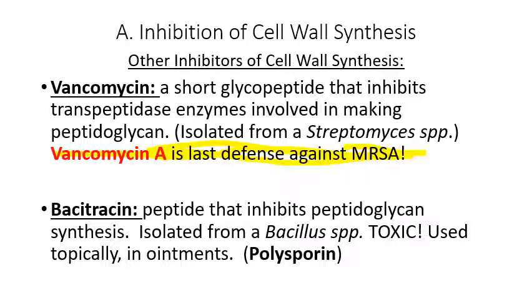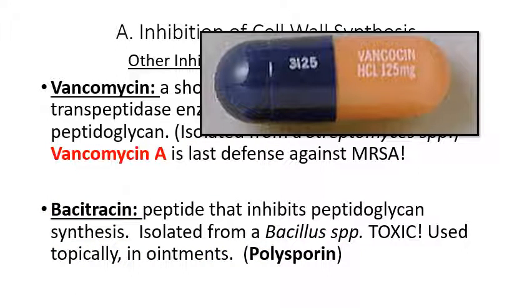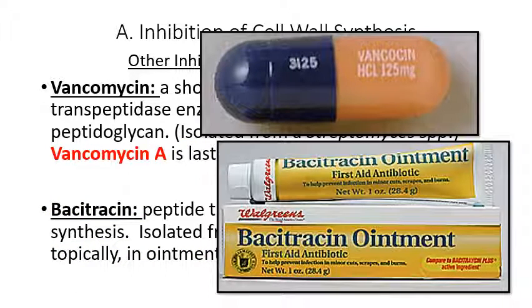And bacitracin, remember, was originally isolated from a bacillus species, right? And it inhibits peptidoglycan synthesis, but it is so toxic that it is generally used topically. Topical means as an ointment, as a cream, right? So polysporin contains bacitracin in it. So you can buy this cream that you're supposed to put on cuts and scrapes called polysporin. One of the ingredients of polysporin is bacitracin, which is why it's only used topically as a surface antibiotic. Okay, there's vancomycin. There's bacitracin ointment, and some of the bacitracins go under the brand name polysporin.